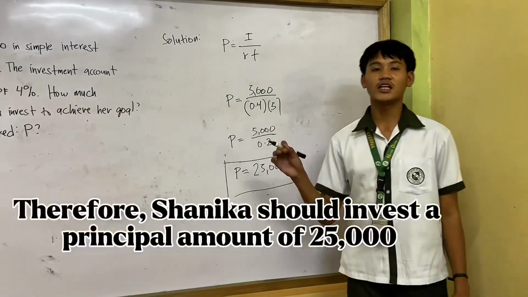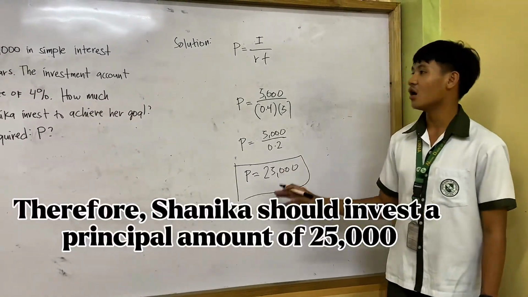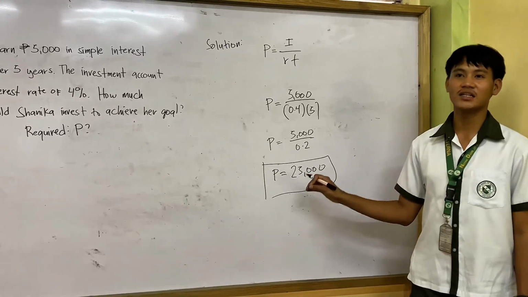25,000. So Shanika should invest a principal amount of 25,000 pesos.